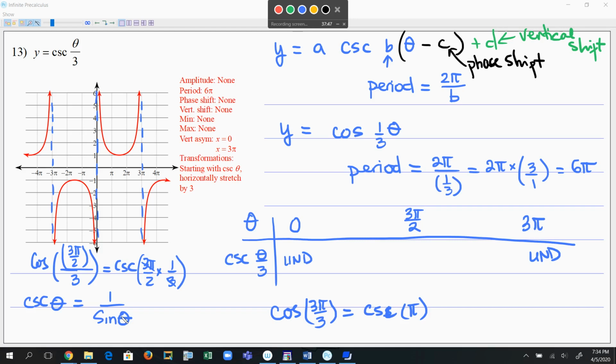Now we know that sine of pi over 2 is 1. So therefore, cosecant of pi over 2 will be 1. So you can see the point right here. Okay, I hope that it will make more sense for us. Again, you do exactly the same thing, so you keep going. Okay, so let's do one last example.